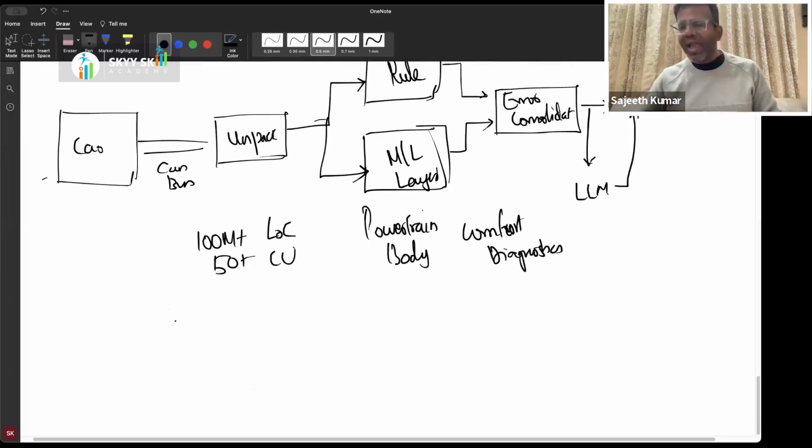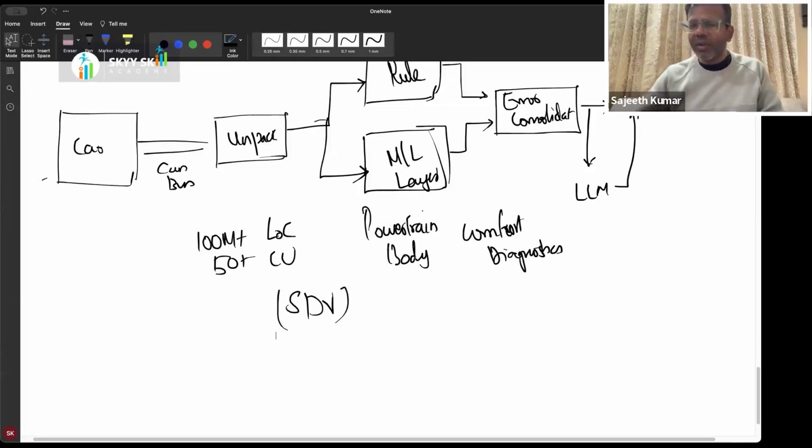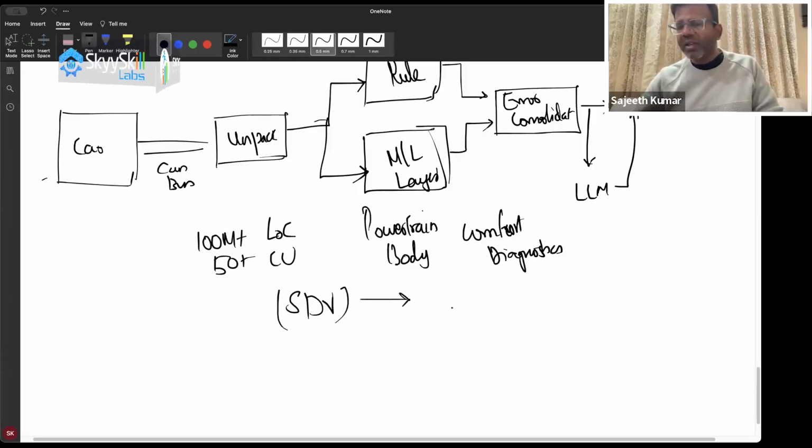And to add fuel to the fire, now we are also talking about something called SDV, which stands for software defined vehicles. Right? You'll see a lot of people talking about it. What SDV basically does is convert your car into, let's say, an Android phone.